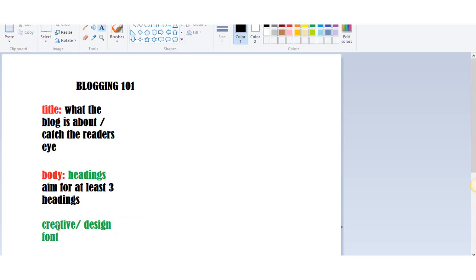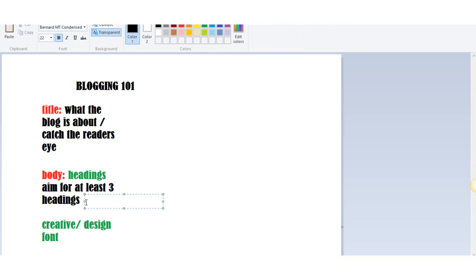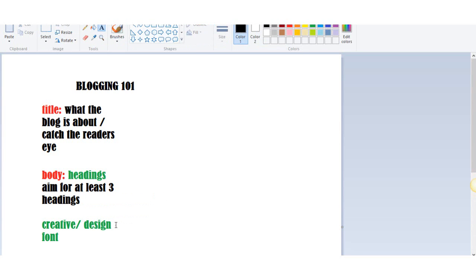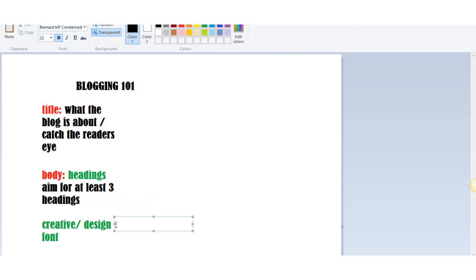Now, the next thing that I told you about before was you want to be creative, or you want to have some sort of design to your blog. And that's important because when you are writing your blog, just add some pictures, and make it look nice. And I know you're probably saying, oh, you're a girl or you're a female, and so that's the reason why you're saying, make it look nice.